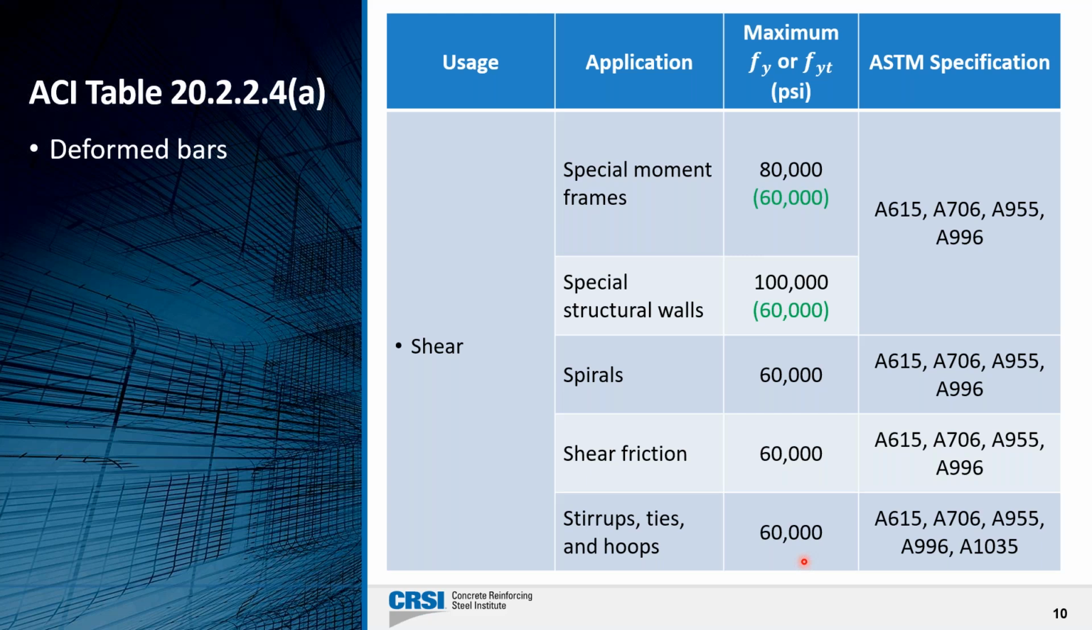Now for shear, same thing. Special moment frames went from grade 60 to grade 80, special structural walls 60 to 100, and that includes coupling beams in the special structural walls. Everything else remains the same with respect to shear.